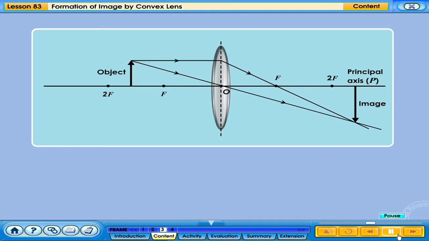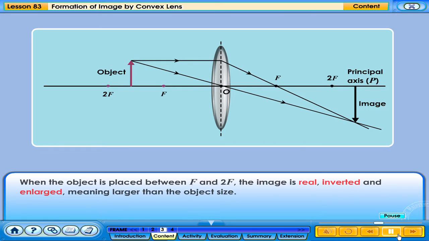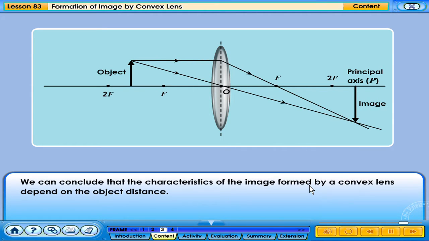No, it is not the same. When the object is placed between F and 2F, the image is real, inverted and enlarged, meaning larger than the object size. We can conclude that the characteristics of the image formed by a convex lens depend on the object distance.